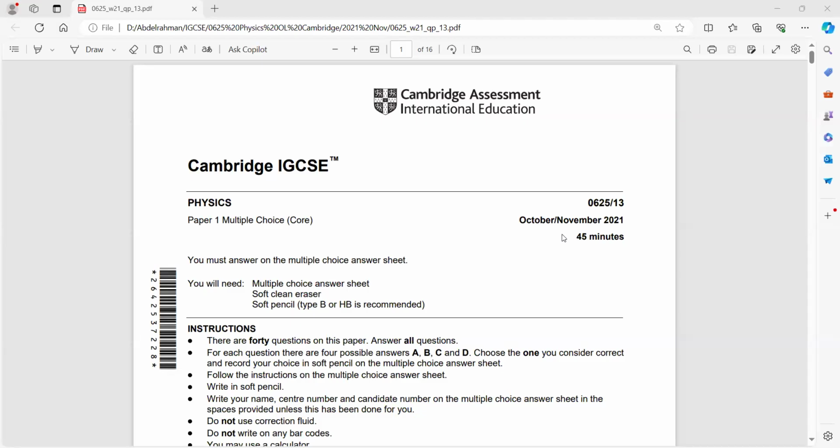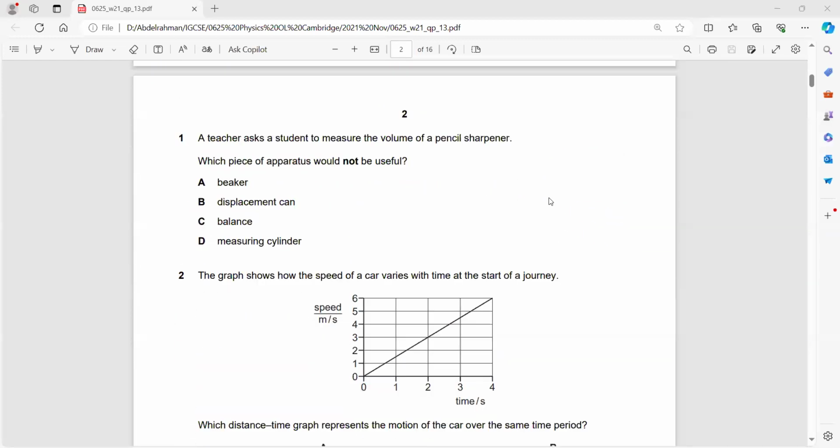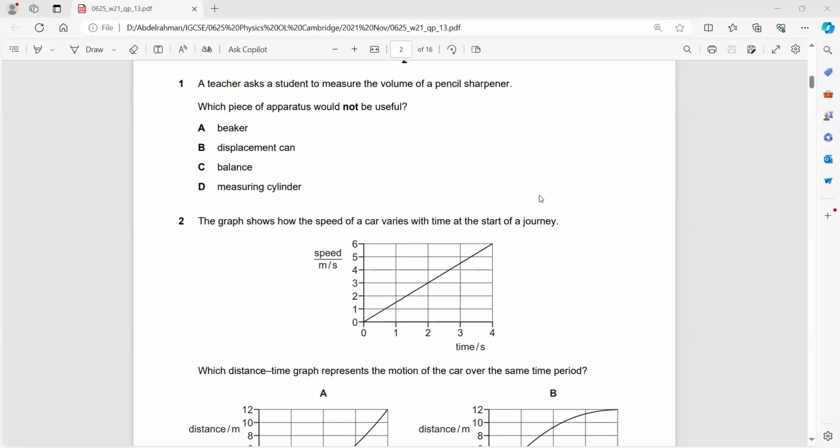Okay, November 21, paper 1, variant 3. Question 1. Teacher asks a student to measure the volume of a pencil sharpener. Which piece of apparatus would not be useful? Okay, yes, it is the balance. You don't need a balance. You do not need the balance to find the volume.